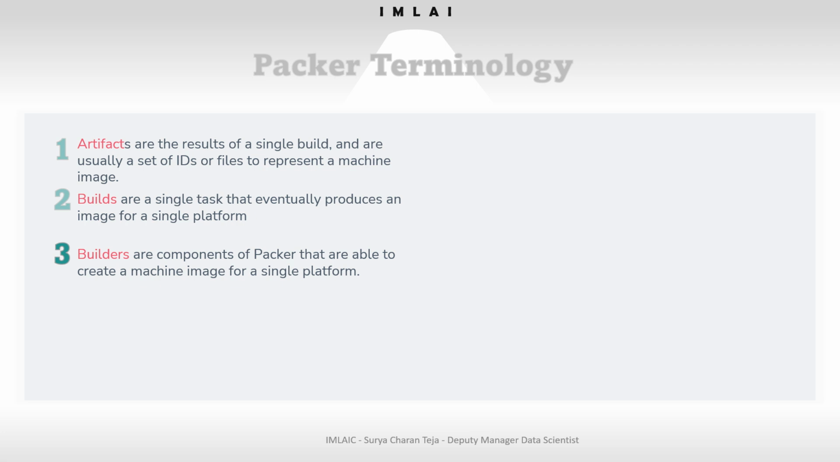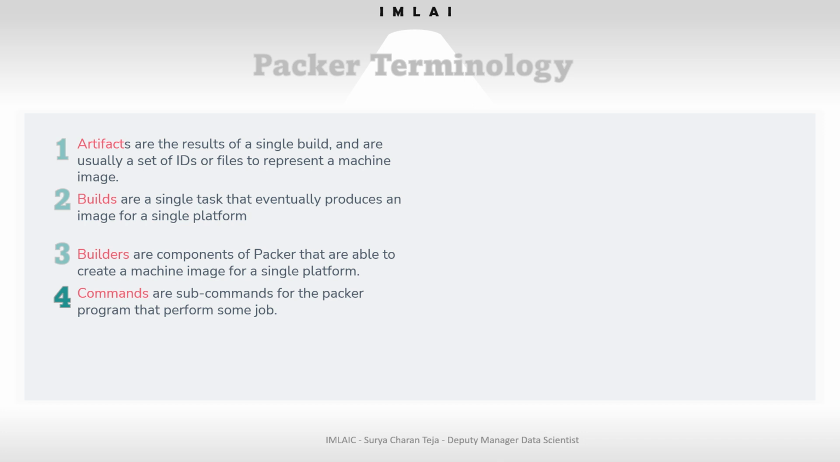So far we have seen an artifact, then a build, and then a builder. A build is a single task that eventually produces a single image for a single platform, and the one which produces this is called a builder. The builder can be an EC2 instance in Amazon Web Services, or VMware, or VirtualBox in Windows.